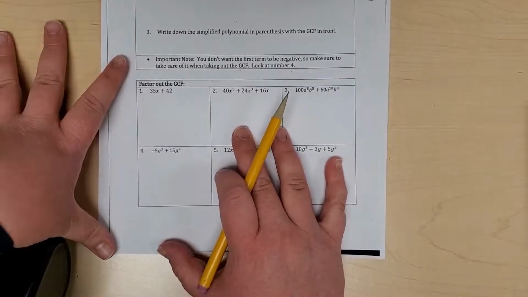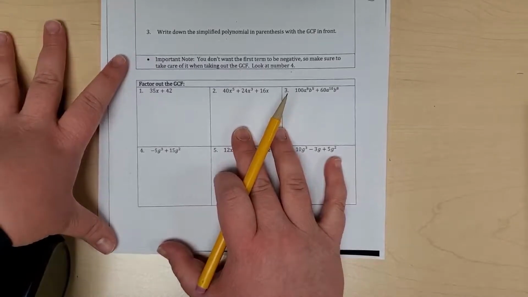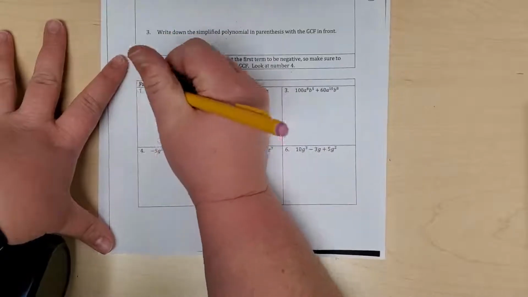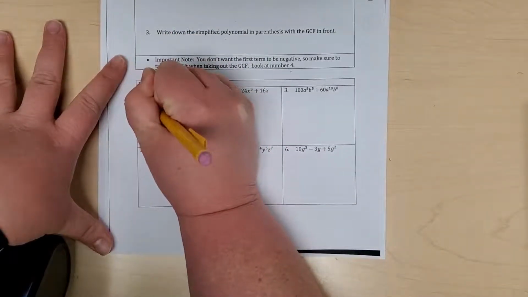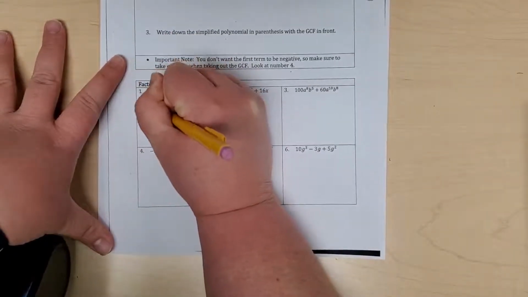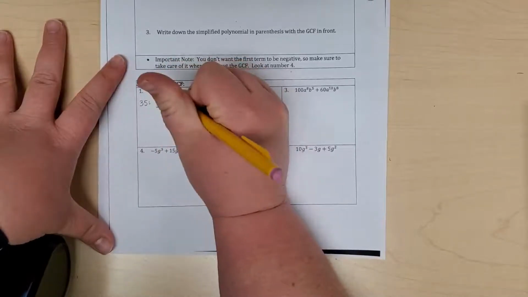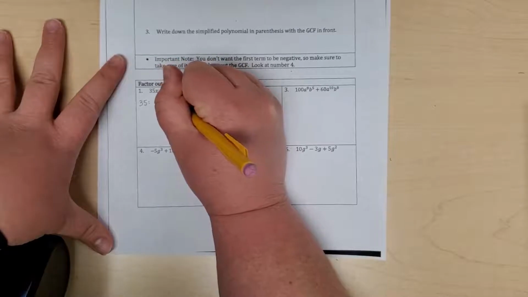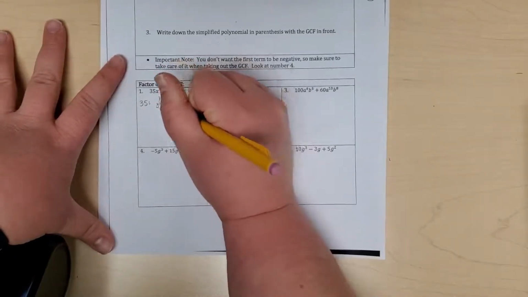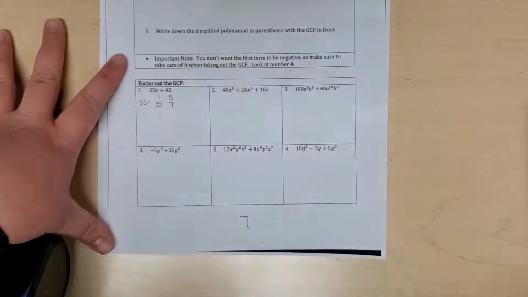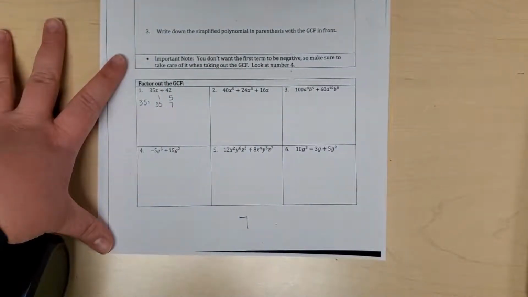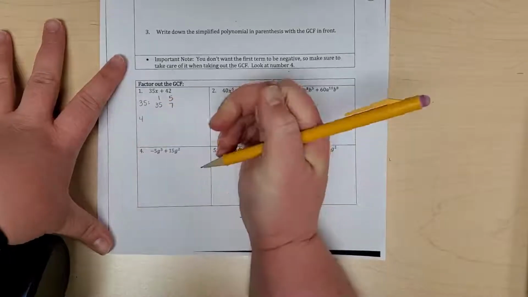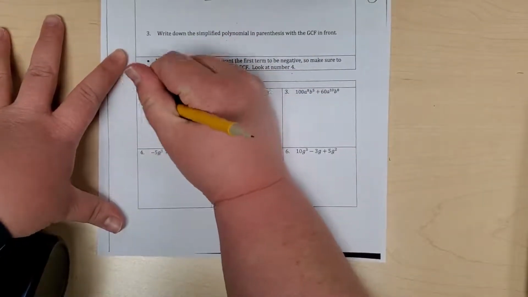All right, so if I take a look at number 1, I have 35x plus 42. Let's start by finding all the factors of 35 and 42. 35. I have 1 and 35. 35 is not divisible by 2. It's not divisible by 3 or 4, but it is divisible by 5. 35 divided by 5 is 7, and 35 is not divisible by 8, so we have all the factors. Now let's do 42. I should have written this over a little bit. Let me rewrite this.